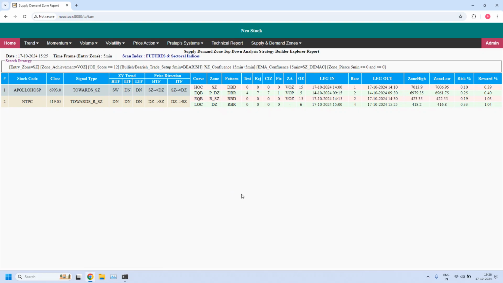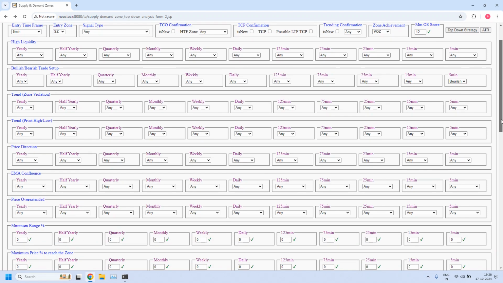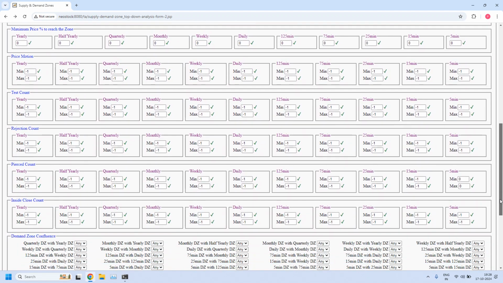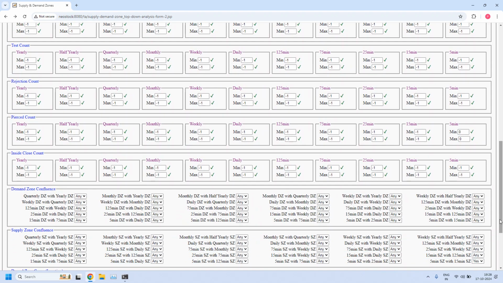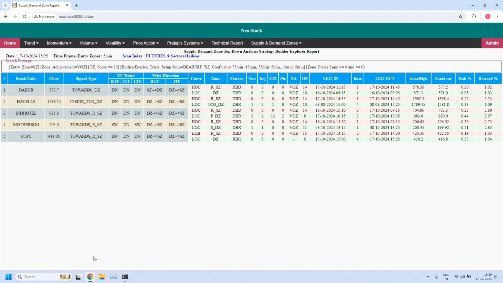Okay, next combination, LTF, ITF, HTF supply zone confluence. So removing the EMA filter, that means 5 minutes, 15 minutes and 75 minutes supply zone confluence. Already one filter is enabled. Next one, 5-minute supply zone with 75-minute supply zone, and also 15-minute supply zone with 75-minute supply zone. With this LTF, ITF, HTF confluence, we got 5 stocks.